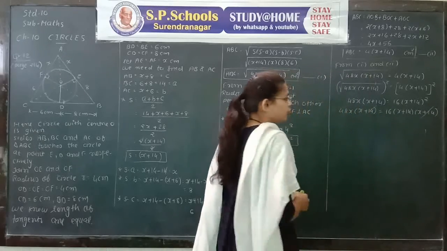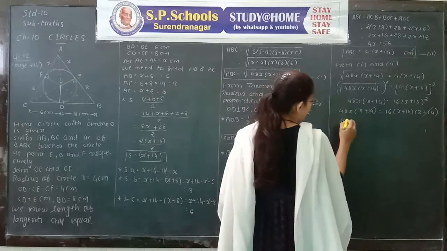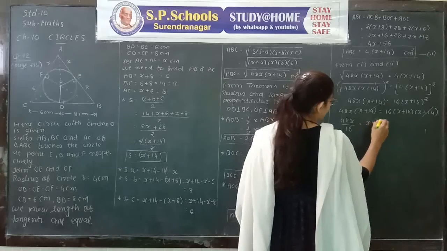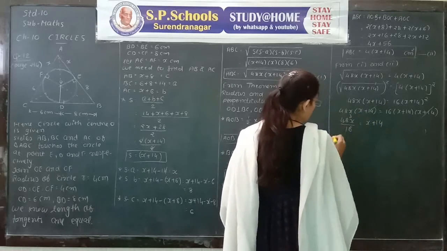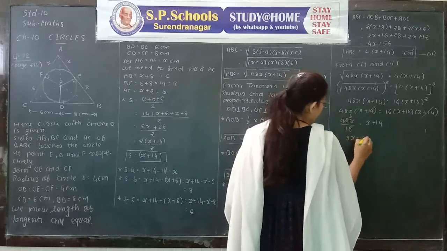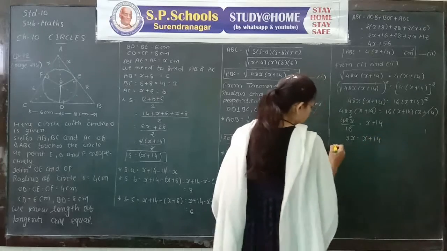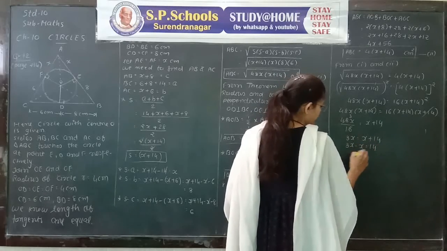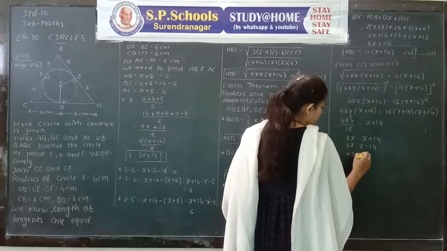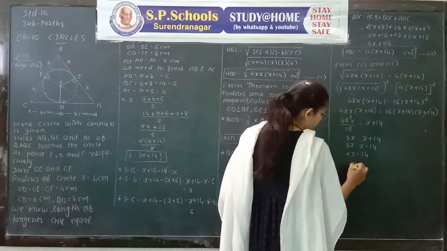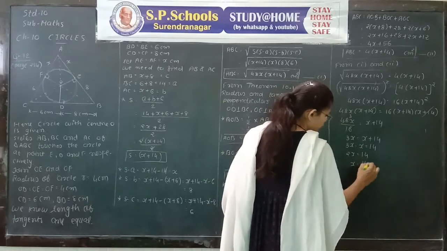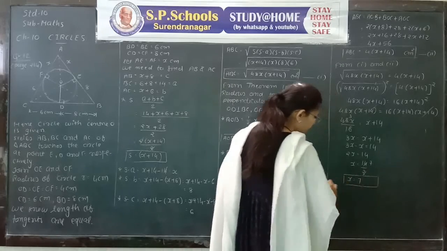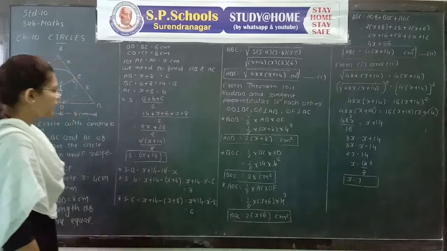16 comes to the denominator of 48x. 48x upon 16 is equals to x plus 14. 16 3s are 48, so that 3x is equals to x plus 14. By making x as a subject, we get 3x minus x is 14. That's why 2x is equals to 14. Therefore, x is equals to 14 upon 2. 2 7s are 14. That's why x is equals to 7. Value of x is 7.